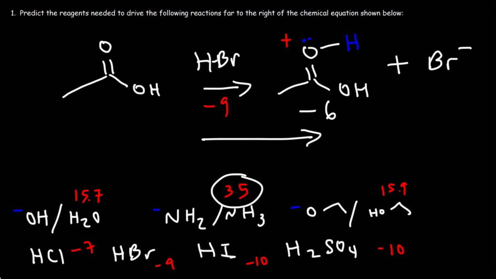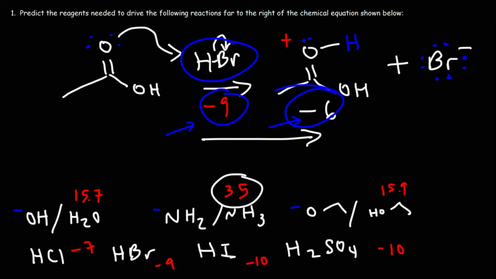And to show the mechanism, all we need to do is draw an arrow from the lone pair of the oxygen that's going to acquire the hydrogen. That lone pair is going to go from the oxygen to the hydrogen, and then the bond between H and Br is going to break. Those electrons go back to Br. So anytime you wish to protonate a molecule to create a conjugate acid, you want to choose a strong acid that has a lower pKa than the pKa of the conjugate acid. And you want this pKa to be 2 or more units less than this number.